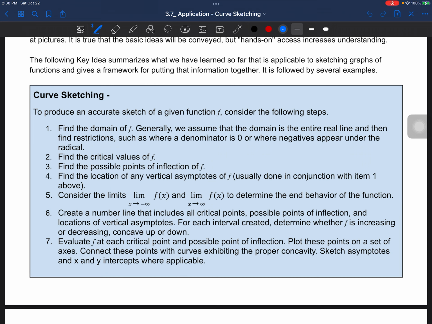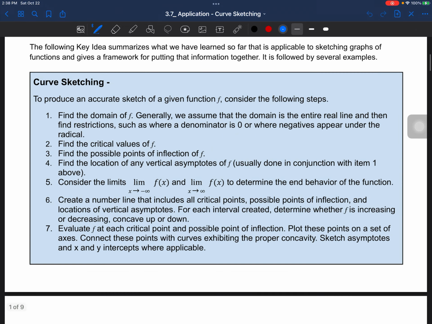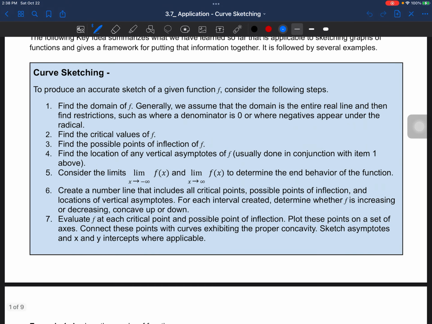We're also going to consider the end behavior of the function by finding the horizontal asymptote. And then we also create a number line that includes all critical points, possible points of inflection, and locations of vertical asymptotes. For each interval created, determine whether f is increasing or decreasing, concave up or concave down. And then lastly, evaluate f at each critical point and possible point of inflection. This will give us points on the graph.